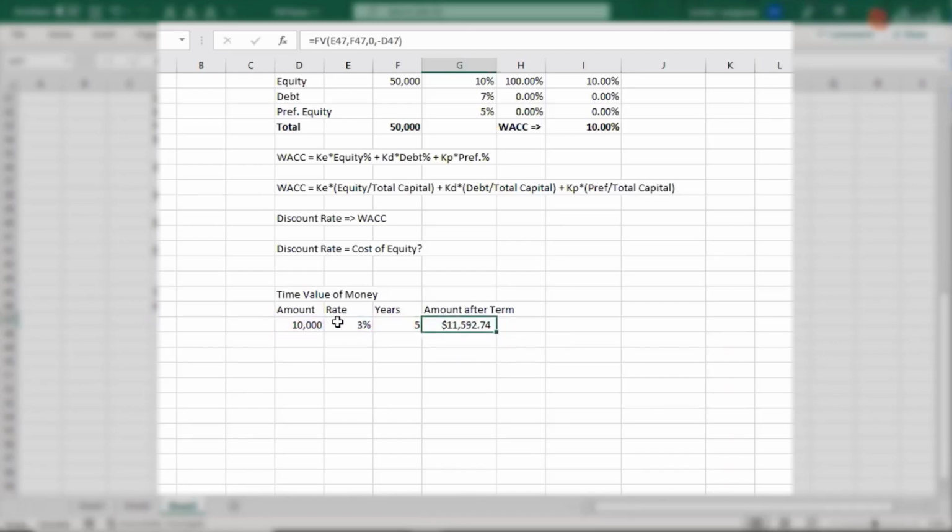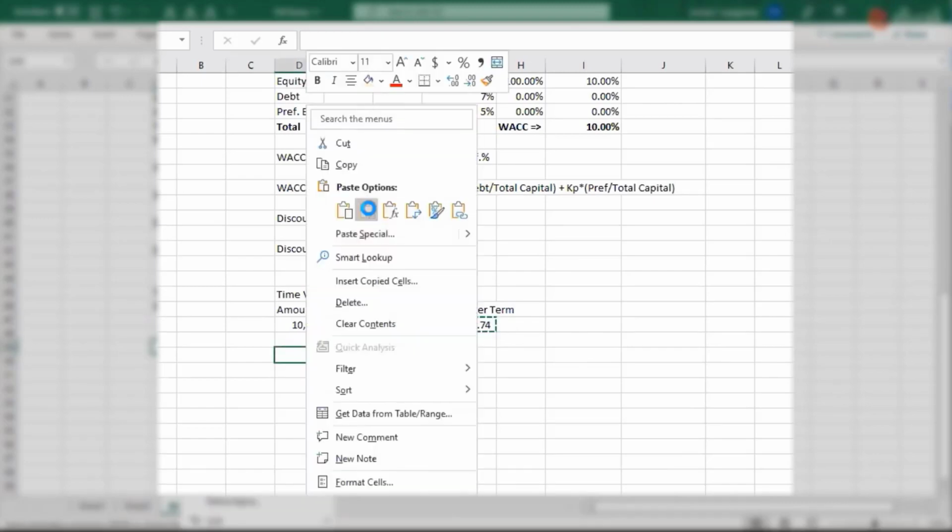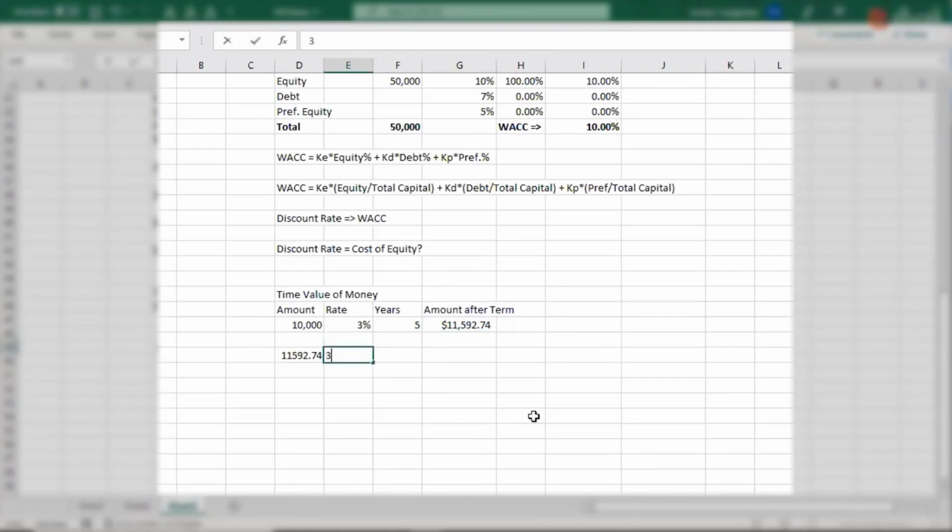What do I have? I invested $10,000 at the rate of 3% per annum for 5 years. After 5 years, I get 11,592.74. Now consider this. Let's say 5 years down the line, I need to have 11,592 in my pocket. And I'm expecting the rate of return to be 3% again for 5 years.